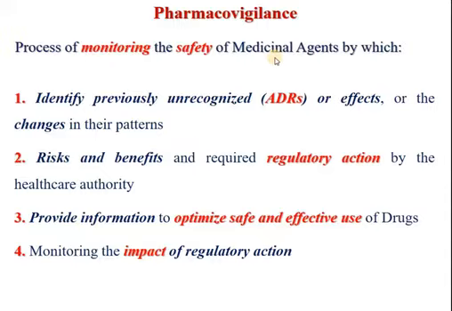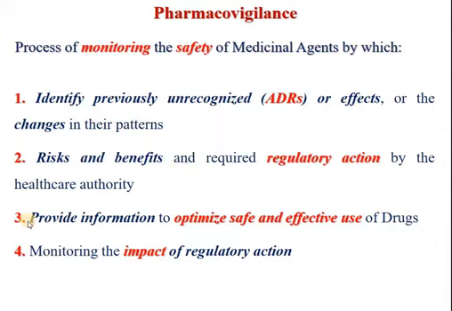So, through the process of monitoring the safety of medicinal agents, we can first identify previously unrecognized adverse drug reactions or effects associated with the clinical use of these drugs, or the change in the pattern of these effects as reported in the preclinical study. Second, the risks and benefits of the drugs or chemicals used for diagnosis, prevention, and treatment of diseases can be determined or monitored by this process, and accordingly the required regulatory action by the health care authority can be established on this basis.